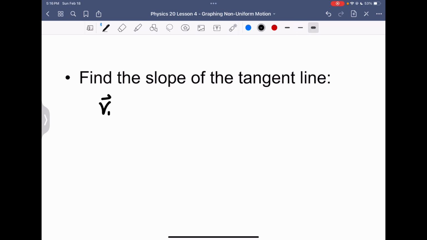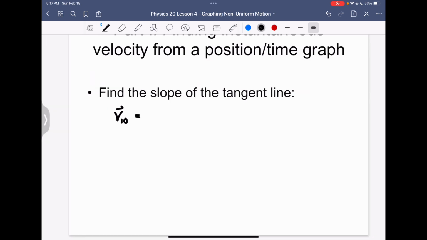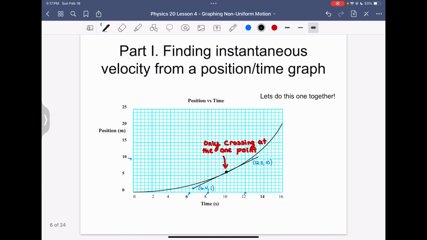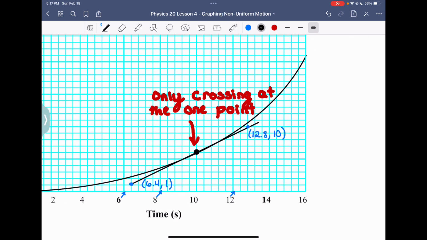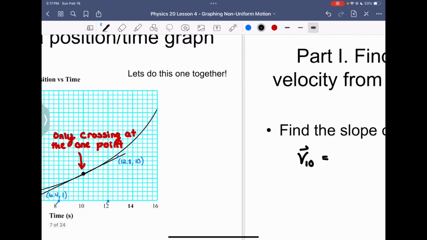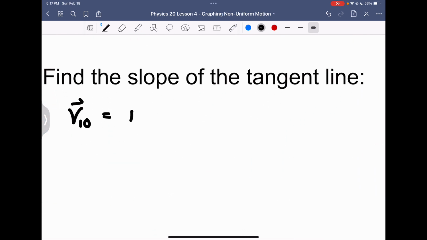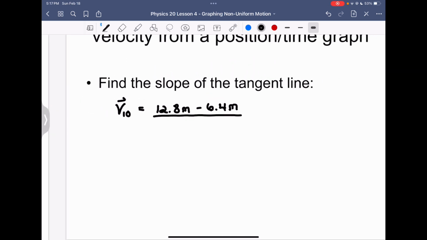So I'm going to say velocity at 10 seconds, or V10, is equal to, and now what we have to do is separate in terms of position. We're going to say it's going to be position 2, I should say. That was our 12.8 minus 6.4, which was the position in terms of our first point. So 12.8 meters minus 6.4 meters. Then divided by, we're going to go back and figure out what our time values are for these.